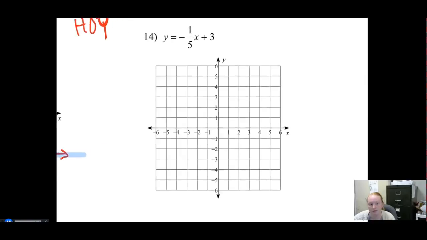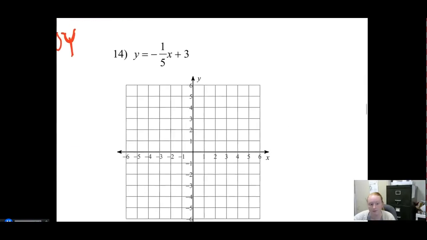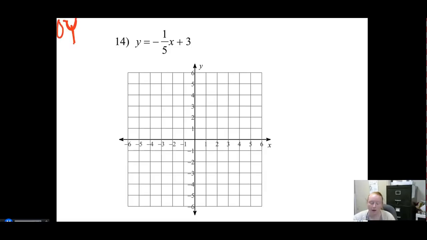Next one over. Here, I have y equals mx plus b. My b is my y-intercept. It is my starting point. 3 is my starting point. This indicates whether I'm allowed to move up or down. In this particular case, I'm going to move down because of the negative sign. So I move down 1 and over 5. This leaves me with a dot right here.